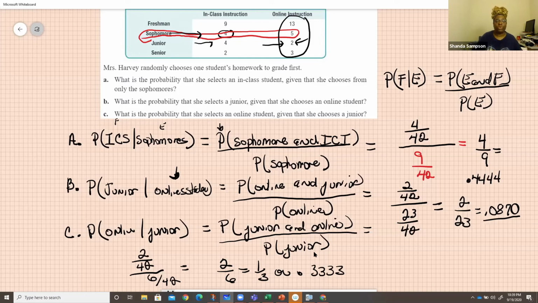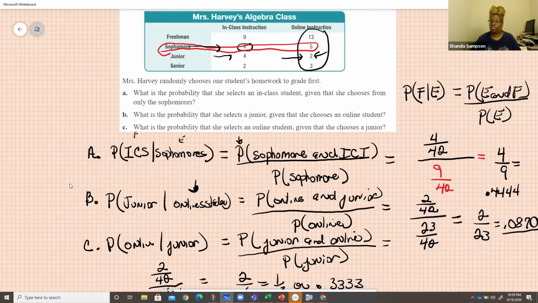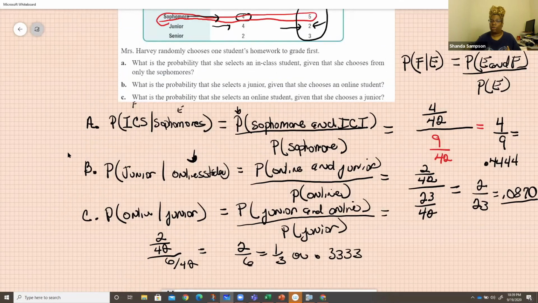I'm telling you to use the formula. If you use the formula like I do, you never go wrong. But if you start trying to think of how to read the chart, you're going to get confused and not know how to read the chart.